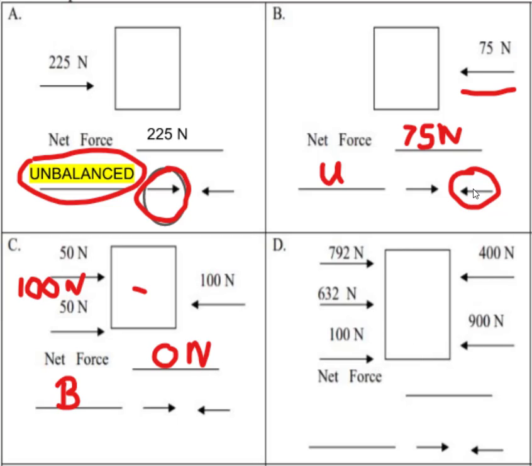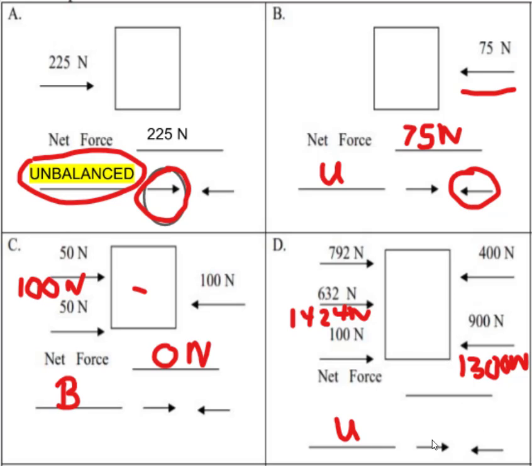D is even more complicated, but it works basically the same way. We have 400 and 900 newtons pushing to the left, which means we have 1,300 newtons to the left. Then we have 792, 632, and 100 newtons pushing to the right, which means we have, got to do some math here, 1,424 newtons pushing to the right. Those are not equal numbers and they're opposed, so this is an unbalanced force.